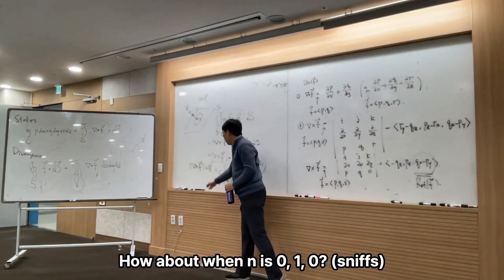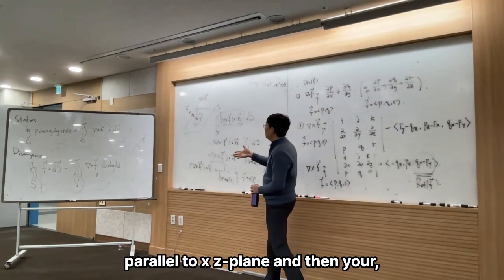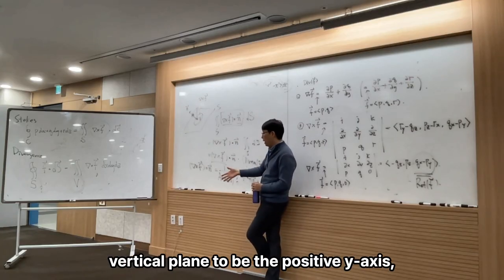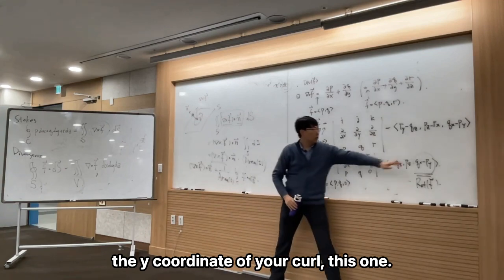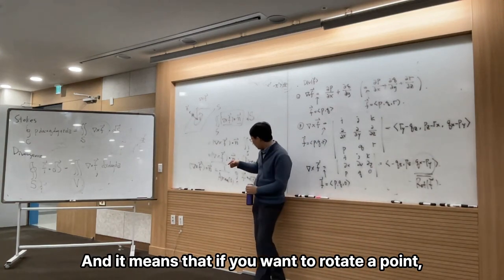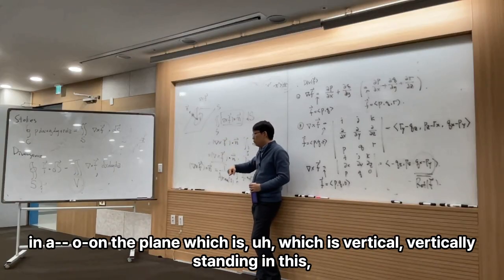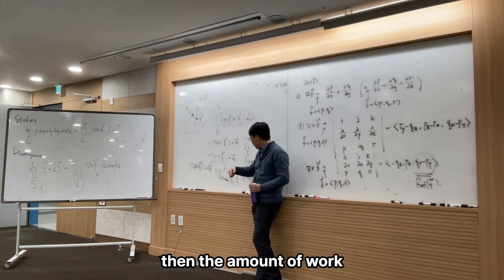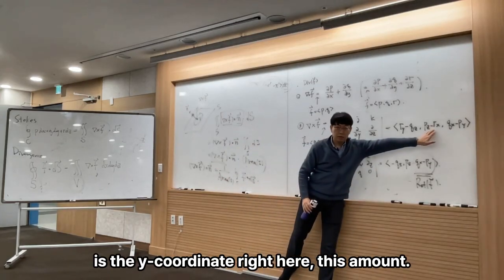How about when n is (0, 1, 0)? Let's say you put your surface parallel to the xz plane, and then you set the orientation of that vertical plane to be the positive y-axis. Then this gives you the y-coordinate of your curl, and it means that if you want to rotate around a point on the plane which is vertically standing in this 3-dimensional space, then the amount of work required per area is the y-coordinate right here.